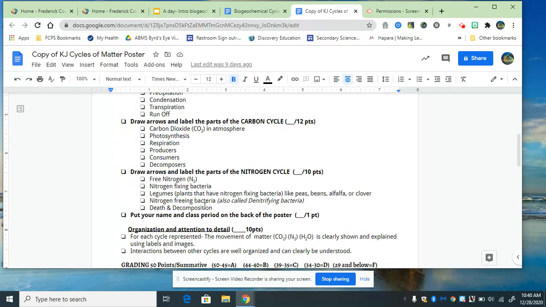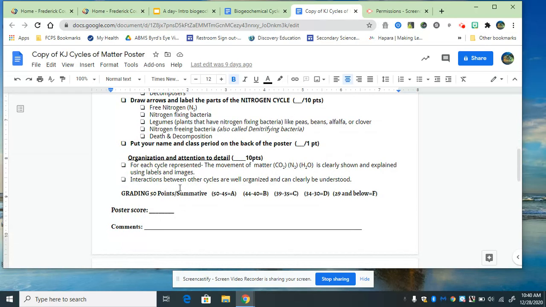And then the last piece of it is you're going to put the nitrogen cycle. You can use red or just a different color that you haven't used yet to show the flow of nitrogen through the cycle. The most important thing is organization and attention to detail.